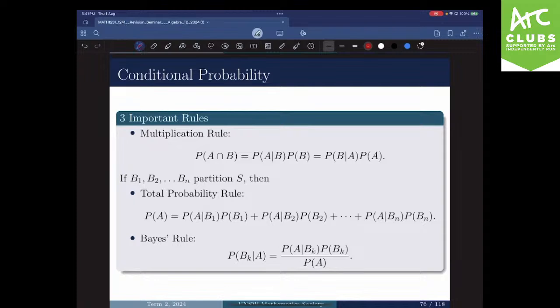Next, we have the total probability rule, which is to say, when we have B1, B2, all the way to Bn, and these events partition S, so they separate this sample space S into these n parts, when I add up all of these probabilities: given that B1 has happened, what is the probability of A happening? Given B2 has happened, what is the probability of A happening? All the way to given Bn has happened, what is the probability of A happening? When I add up all of these probabilities, it is simply the probability of A happening.